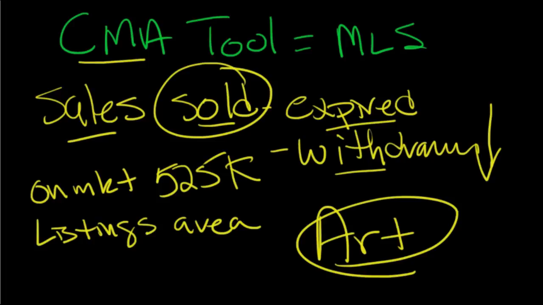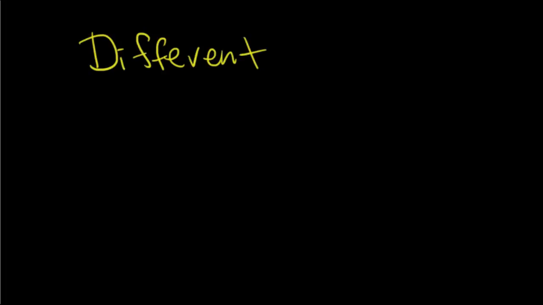So let's keep that in mind. We're going to be looking at sold properties. Now, when we get into a CMA using this approach, we have to always recognize that properties are inherently different. Real estate is inherently different. There's no two properties that are exactly alike.